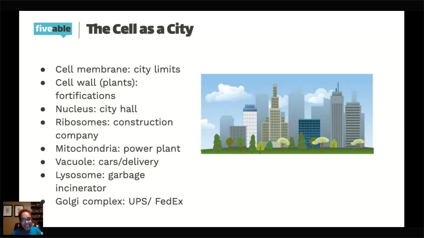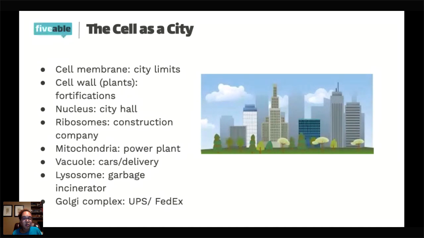Mitochondria, power plant, or I guess you could say powerhouse. The mitochondria produces energy for the cell. I think that one is kind of self-explanatory because a power plant produces energy for a city. You also have the vacuole, which I think of as cars or a delivery service because they pretty much just transport things into and out of the cell and within the cell. So pretty much just like cars that are transporting things.